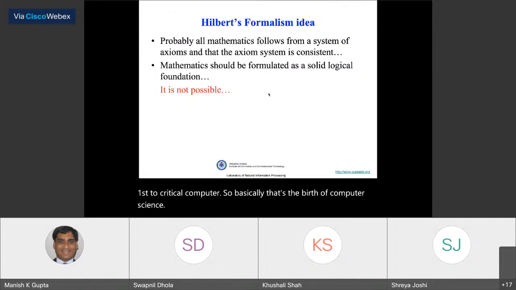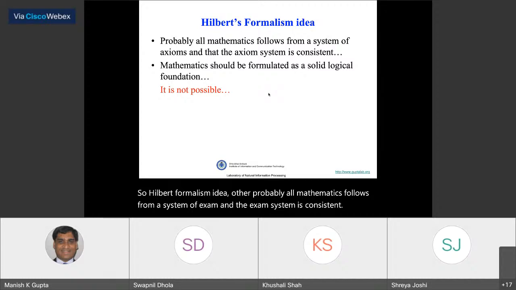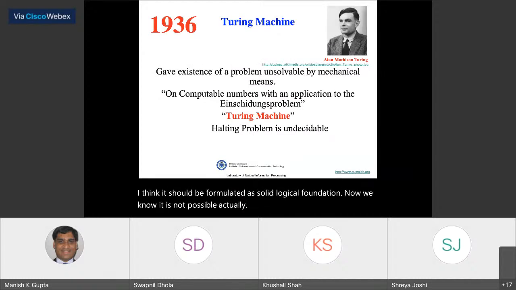Hilbert's formalism idea was that probably all mathematics follows from a system of axioms, and the axiom system is consistent. Mathematics should be formulated on a solid logical foundation. Now we know it is not possible. And here is the work of Turing in 1936. He gave the existence of a problem unsolvable by mechanical means, and this is a very famous problem, the halting problem. He showed that the halting problem is undecidable. This was an important discovery in computer science.